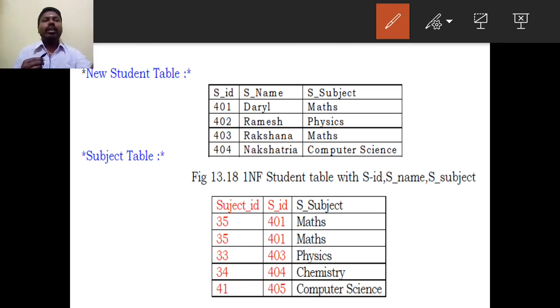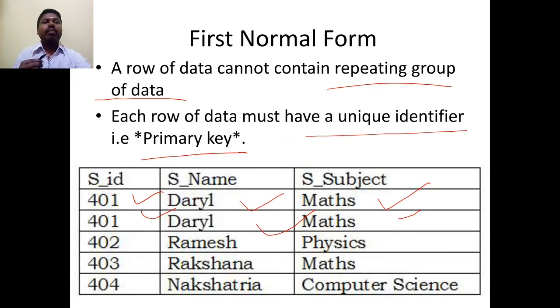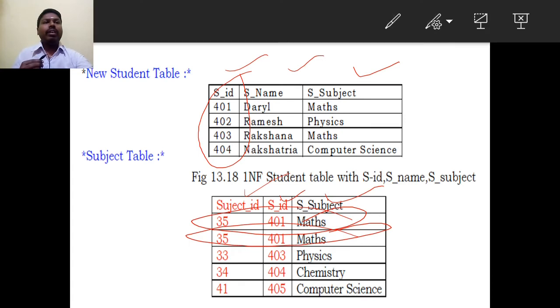So the new student table, you can see this: student ID, student name, subject name. Here the student ID is a primary key. So according to the first normal form, we are giving a primary key. And here a subject table: student ID, subject ID, and subject name. Here also you can see the same data is repeating, but according to first normal form, we have to use a primary key, so we divided it into two tables. Here we gave a student ID. Understand?